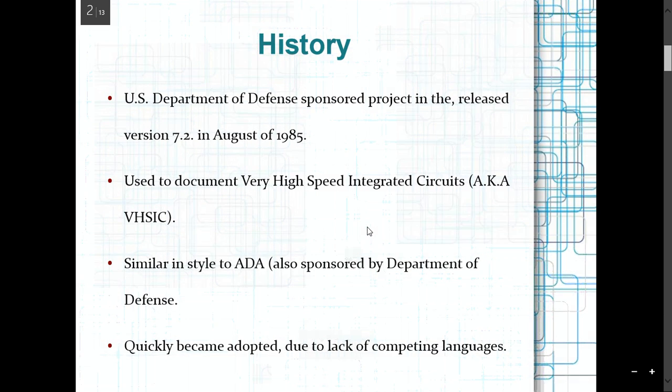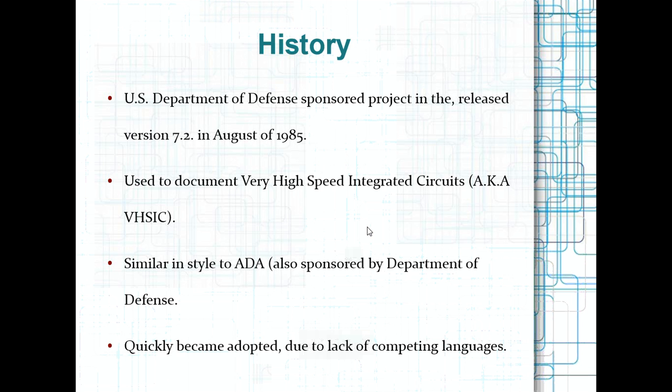The U.S. Department of Defense sponsored a project to develop very high-speed integrated circuits, aka VHSIC, in the 1980s, I believe 1985. The purpose of VHDL was to have a standard language of documentation for electronic systems proposed to the United States government.